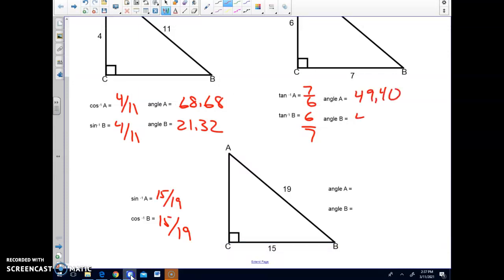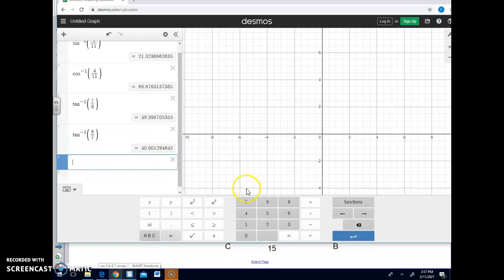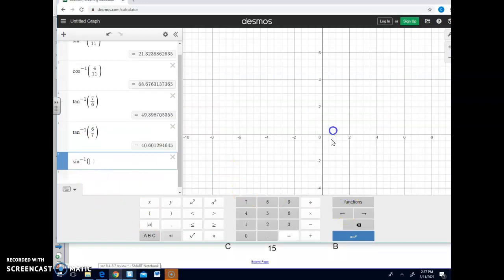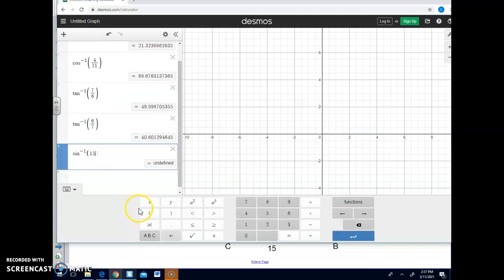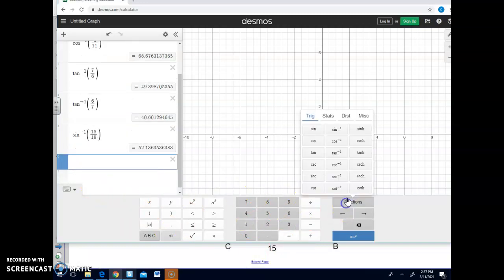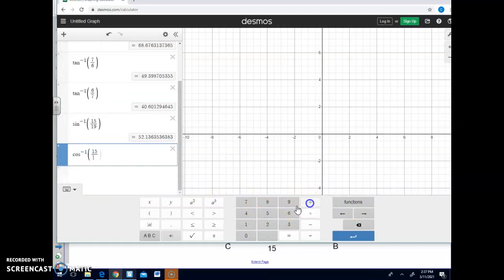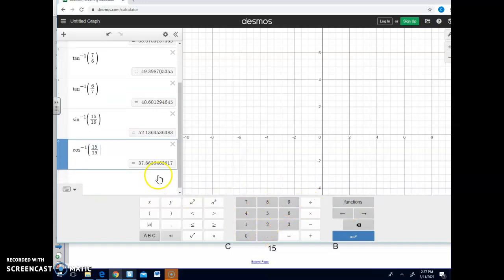And we get 40.60. And then finally, for my bottom one, we're going to be doing 15 divided by 19. So we start with inverse sine, 15 divided by 19. And then we end up with inverse cosine, to get my other angle, 15 divided by 19. And we get angles of 52.14 and 37.86.